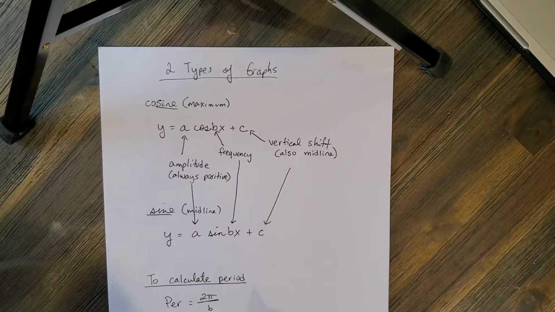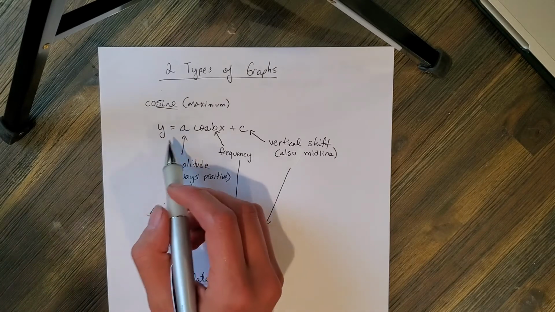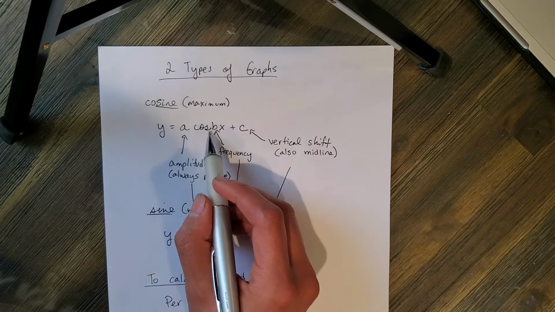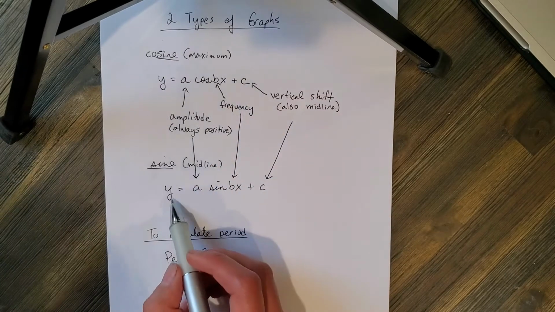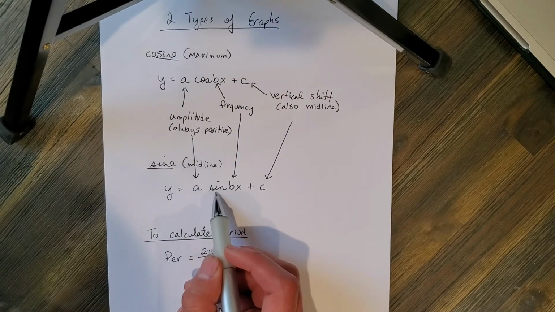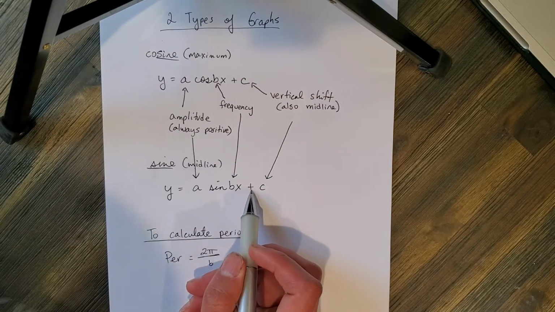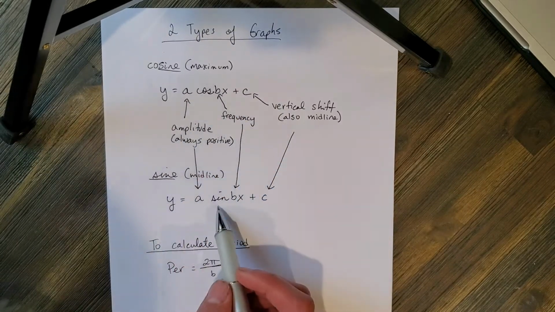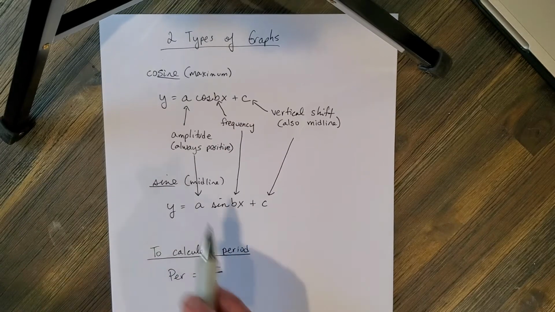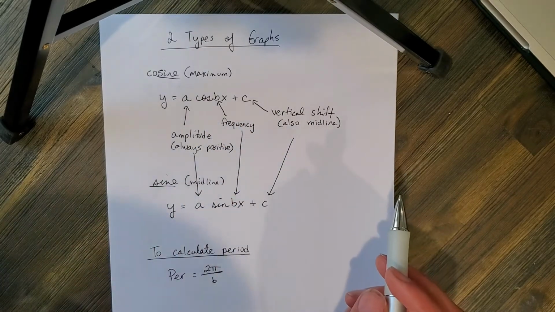So let's take a look at these two equations. We have y equals a times cosine of b times x plus c, and we have y equals a times sine of b times x plus c. Notice they're the same equation. The only thing that changes is cosine and sine. But let's go over what a, b, and c refer to.